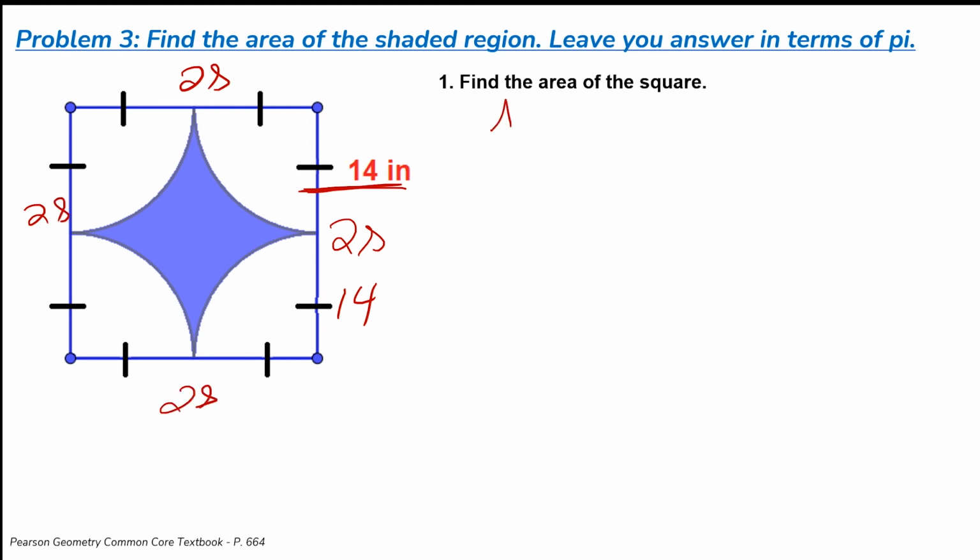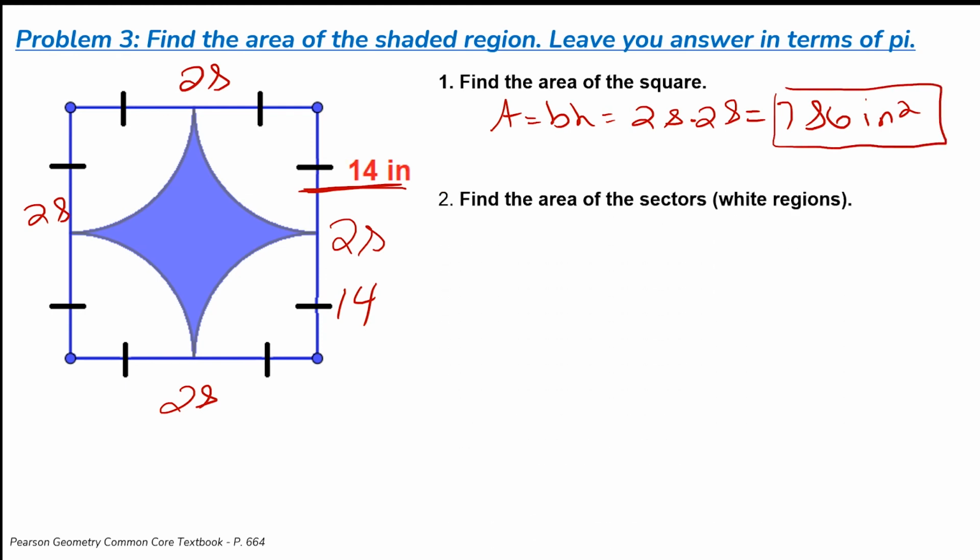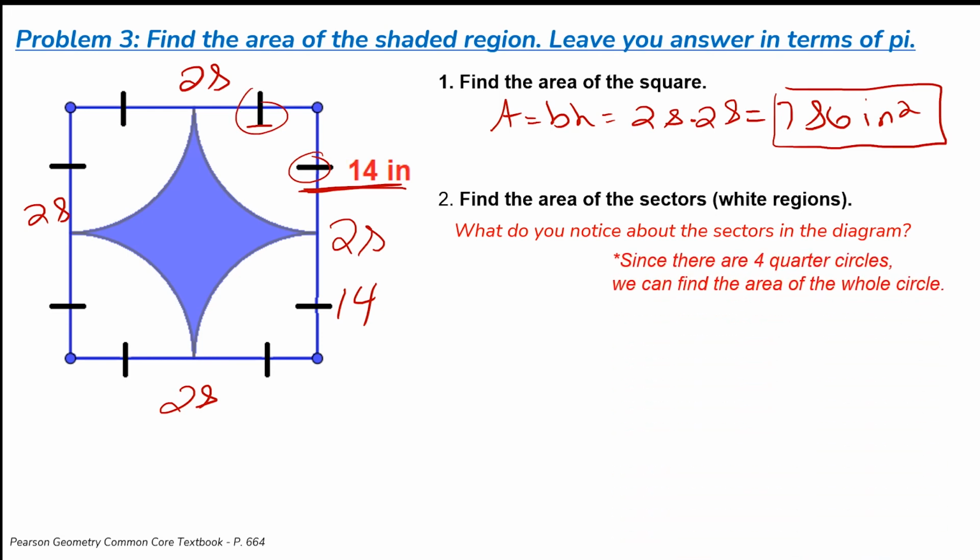You know the area of a square is base times height, or base squared. So that would be 28 times 28. That leaves me with 786 inches squared. So that is the area of the square. And next we want to find the area of the sectors, which are the white regions. What do we notice about the sectors in this diagram? We have 4 of them, right? And they all have congruent sides. So we could actually find the area of a whole circle since we have 4 quarter circles here.